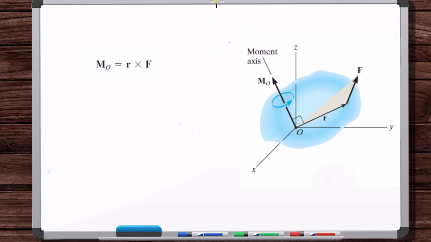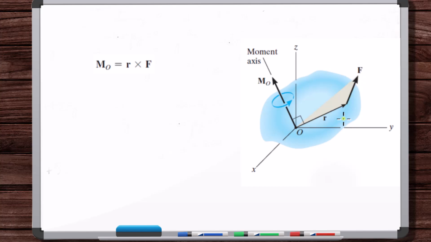But remember, in 2D, if you wanted to, you could resolve all of your forces and your positions into vectors and use this definition, and it would work perfectly fine. But it's not common practice to do that in 2D, and we're going to talk about that. But this is the general definition for the moment of a force for any circumstance.